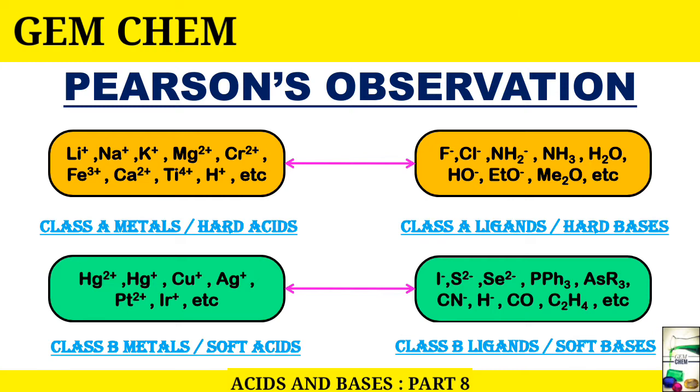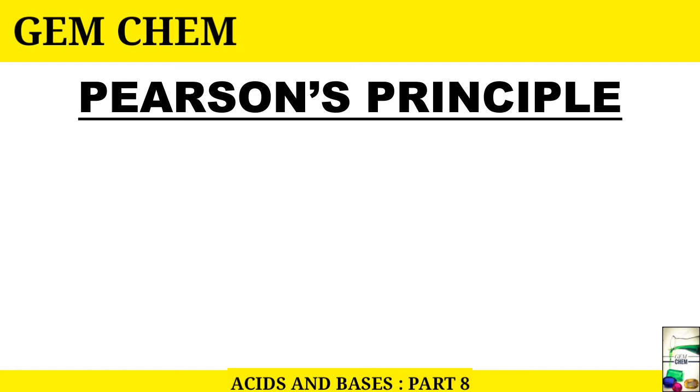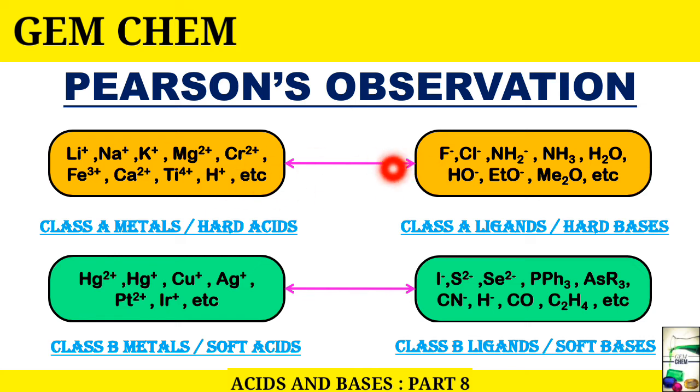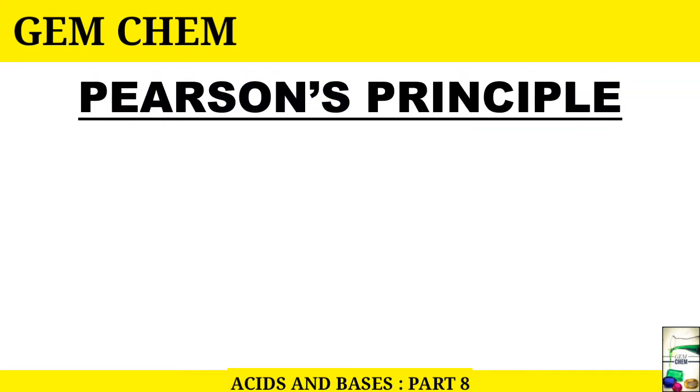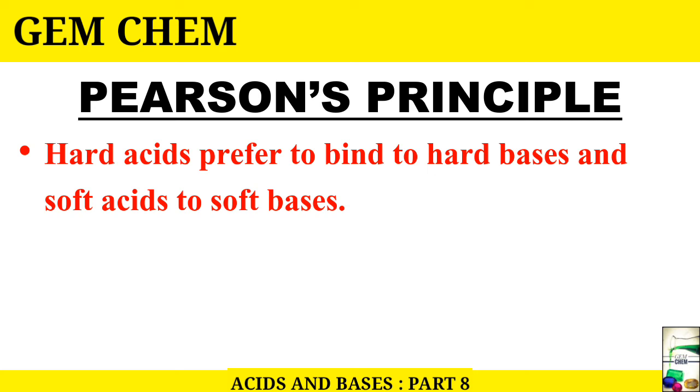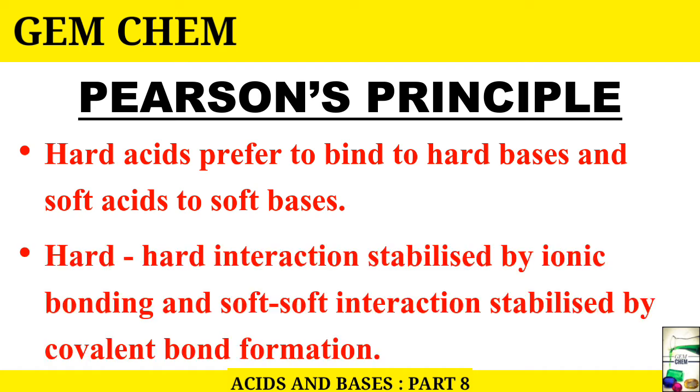Now we have to understand what was the principle given by Pearson. So Pearson told that hard acids prefer to bind to hard bases, as we have already seen its preference, whereas soft acids prefer to bind to soft bases, which is also evident from here. So why is this so? Hard-hard interaction is basically stabilized by ionic bonding, whereas soft-soft interaction is stabilized by covalent bond formation.